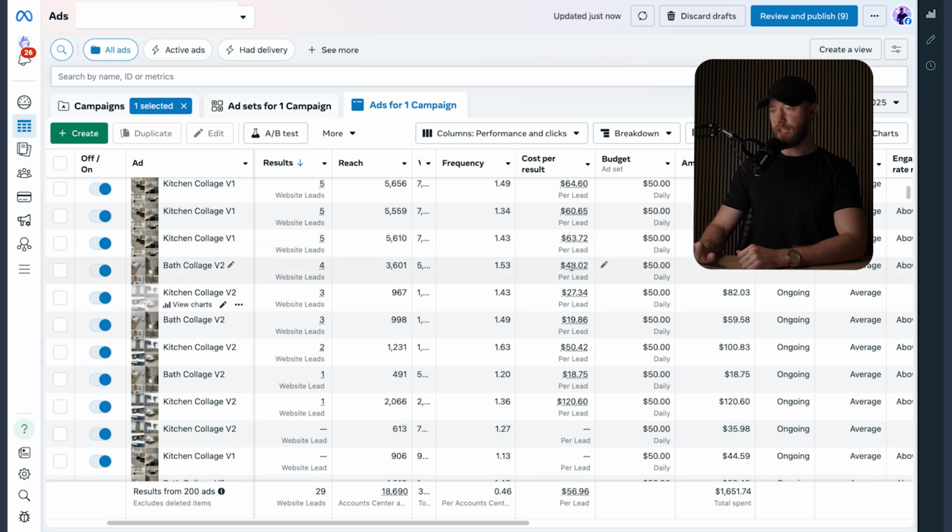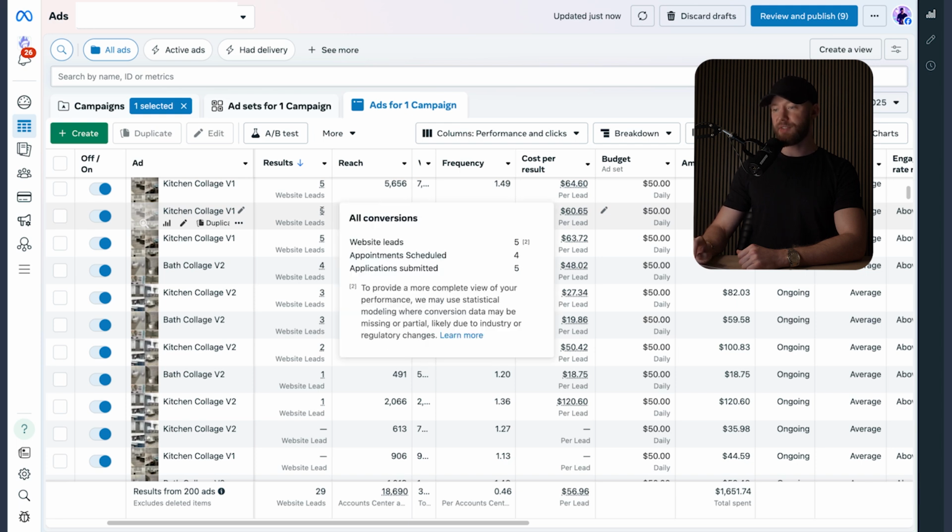Now, I know what you're thinking. Maybe this lead cost is a little bit expensive, or maybe you're thinking it's extremely cheap, but what's more important than getting cheap leads is getting high quality leads. We track all of our leads based around how many of those leads are actually converting. If we hover over some of the ads here, we can see this one was $64, this one was $60, $63. What's more important than that is how many of these people actually booked appointments. And as you can see, we have 4 appointments scheduled from these 5 leads that came in.